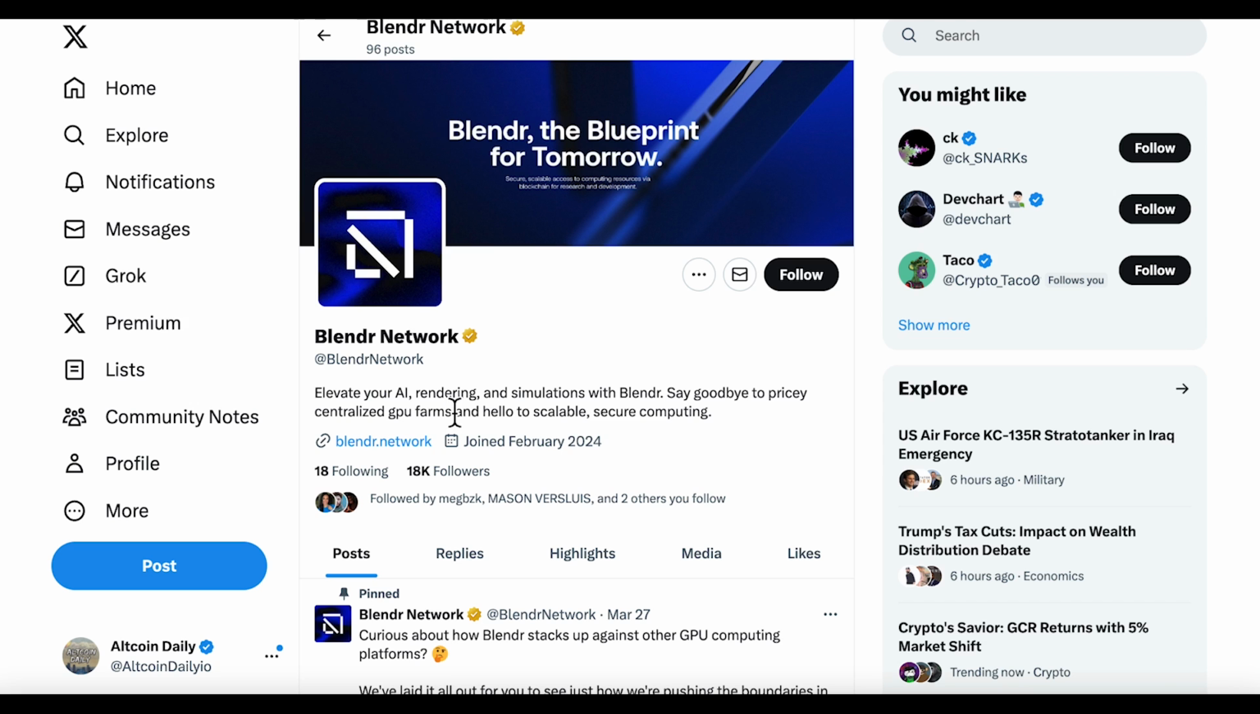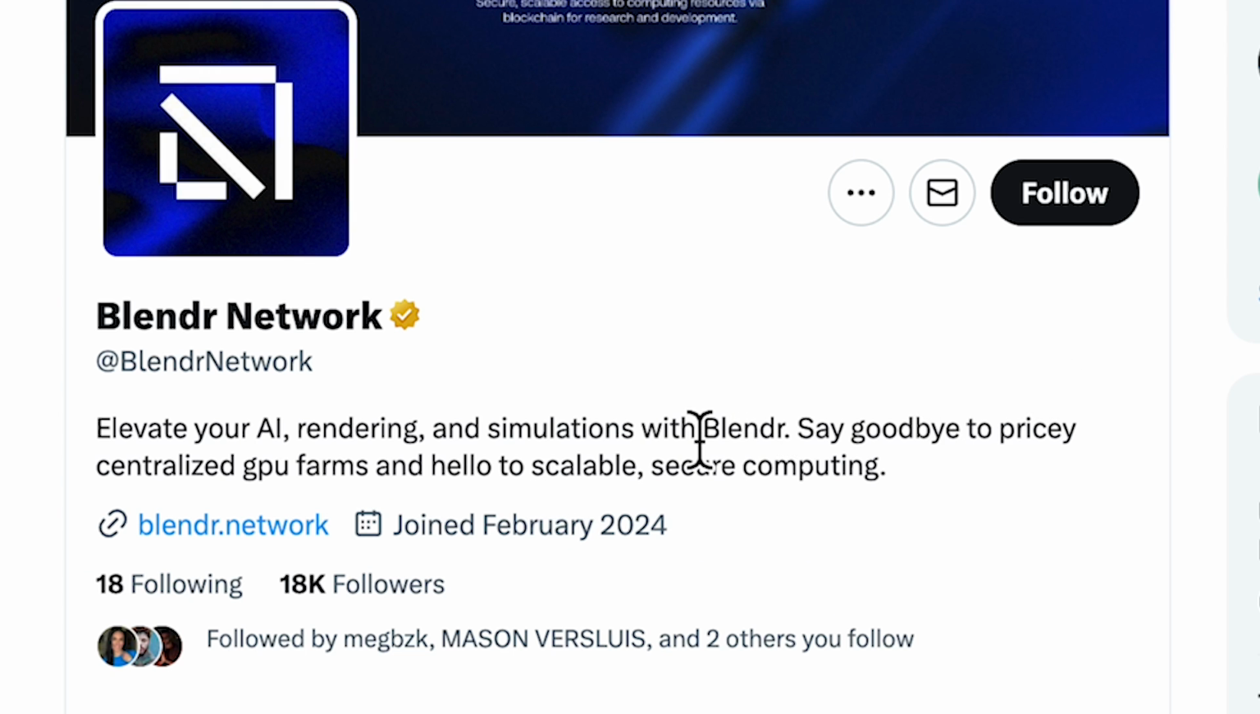Elevate your AI rendering and simulations via Blendr. Say goodbye to pricey centralized GPU farms and say hello to scalable, secure computing.